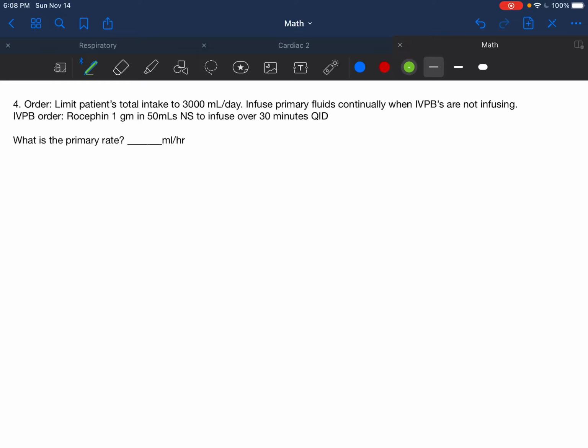Alright, so this video is going to be about limiting infusion volume for fluid. So, limiting fluid infusion volume. The question says, we're going to limit our patient's total intake to 3,000 mils a day, infuse primary fluids continuously when IV piggybacks are not infusing. And then our IV piggyback order is Rocephin 1 gram and 50 mils normal saline to infuse over 30 minutes QID, which is 4 times a day. And it wants us to figure out what the primary rate is.